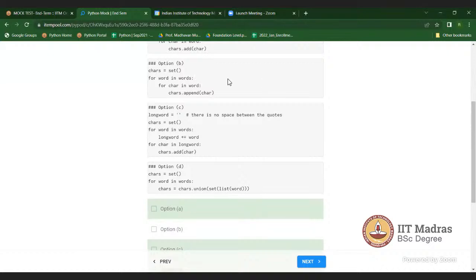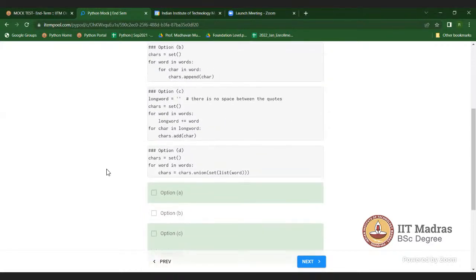The union function is available in which one? I didn't get this union method. The fourth option, union is available in which one, sir? Because it says chars dot union, which means a set should have a union method, right? Yeah, the set should have the union method. So it will create a union of two sets, is it? We have to check that. Okay, thank you, sir.